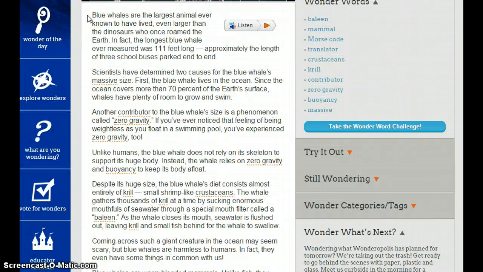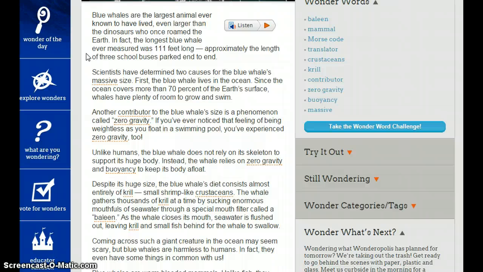Blue whales are the largest animal ever known to have lived, even larger than the dinosaurs who once roamed the earth. In fact, the longest blue whale ever measured was 111 feet long, approximately the length of 3 school buses parked end to end. I'm going to take a look at that paragraph. There was a lot of information. So the largest animal ever known to have lived was a blue whale, even larger than the dinosaurs who once roamed the earth. That's amazing!